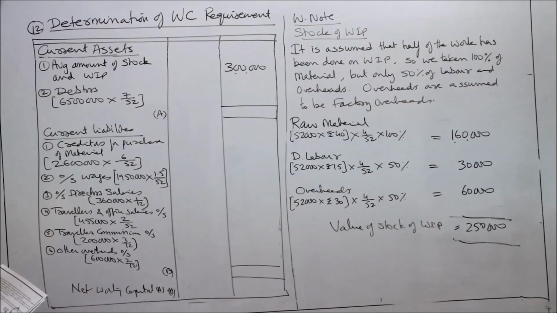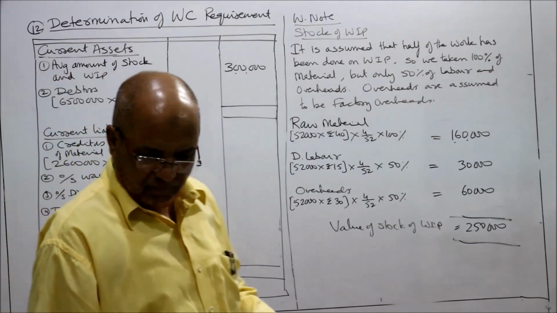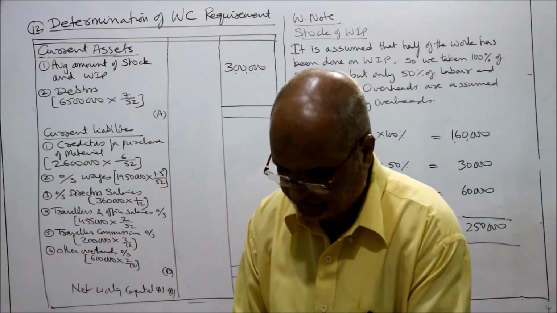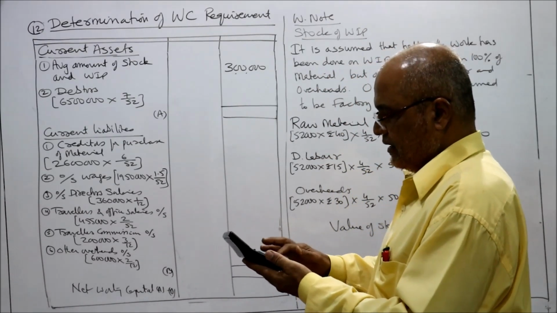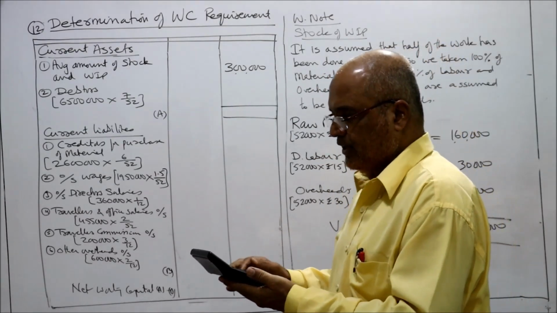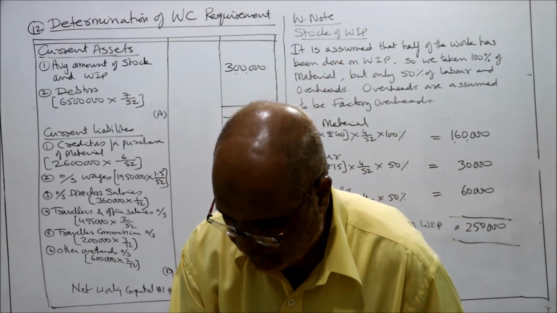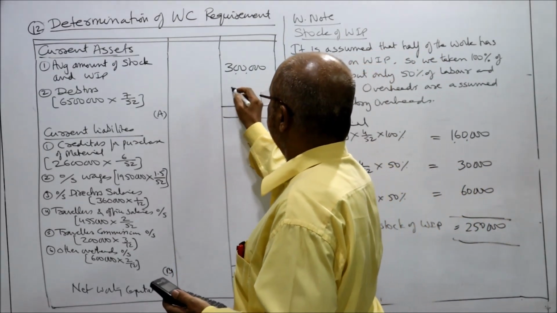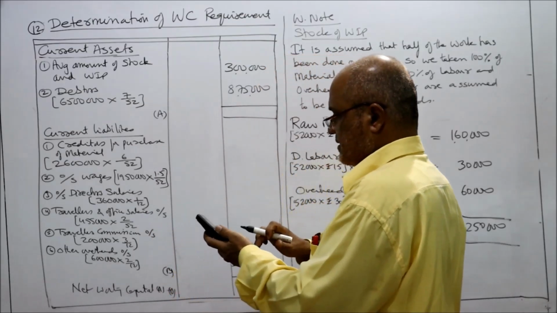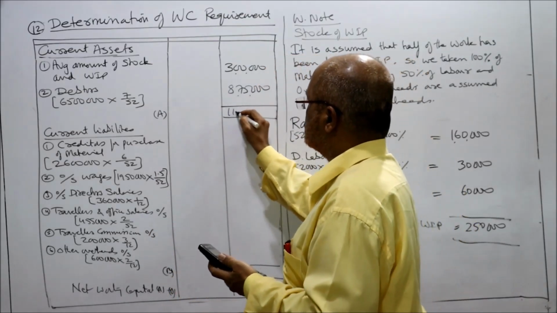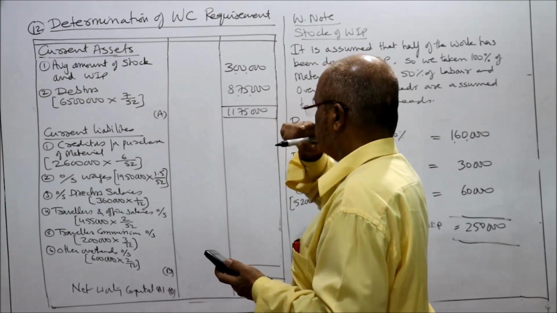A minus B. Now we'll make the calculations. 65 lakh into 7 divided by 52 is 8,75,000, plus 3 lakh, 11 lakh 75,000.